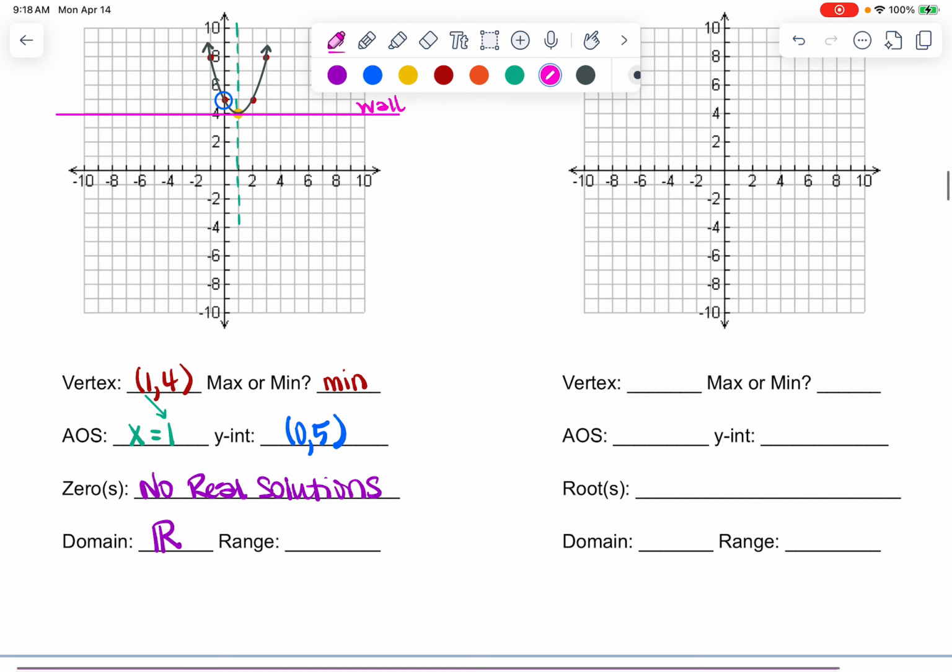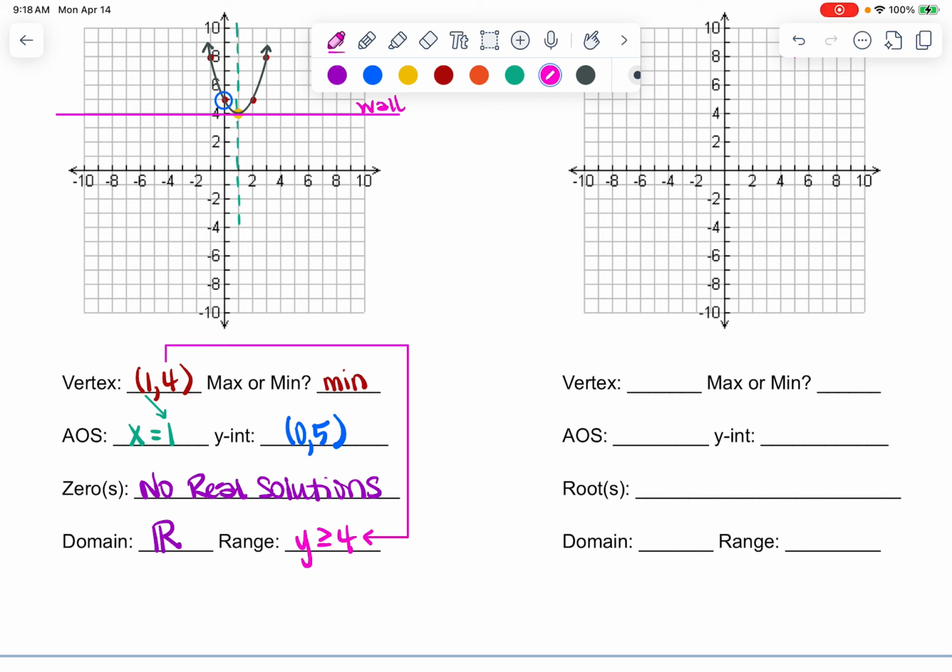So that means all of our range, or all of our y values, is everything where y is greater than or equal to 4. Okay. Please notice, just trying to make little connections here, whatever the y value is of your vertex, that number has to be in your range, right? Because that's going to either be the highest or lowest point representing where that wall is located that your parabola is going to hit. Okay.